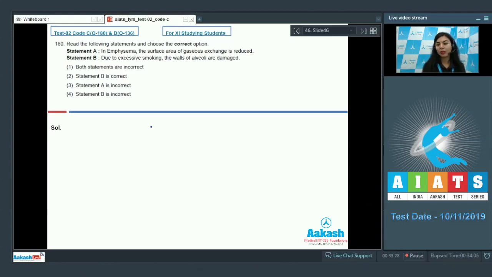In emphysema, which is majorly caused due to smoking, the other causes include smoke and toxic substance inhalation over a period of time. In emphysema, the walls of alveoli are damaged and there is loss of elasticity of walls of bronchioles and alveoli. Therefore, the surface area for the gaseous exchange is definitely reduced. This is correct. And statement B, the walls of alveoli are damaged due to smoking, is also correct. Both the statements are correct. Depending on the options given, the correct answer would be option number 2, because none of the options states that both statements are incorrect. Answer is 2.